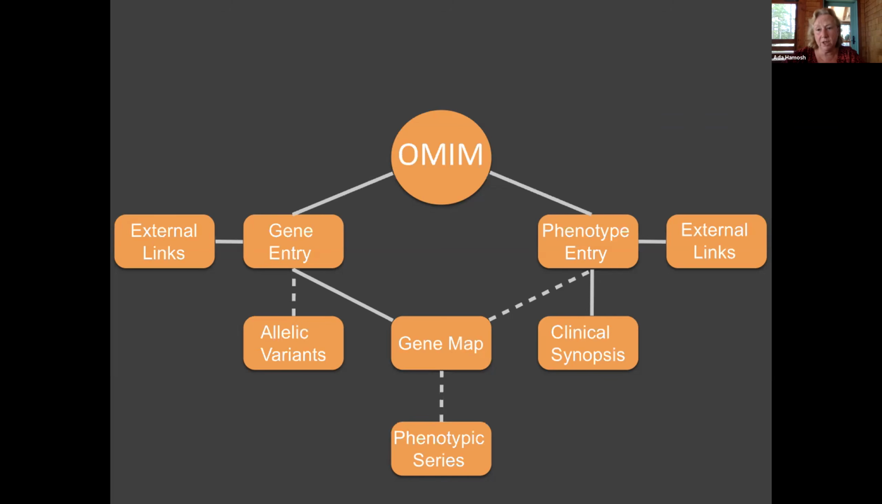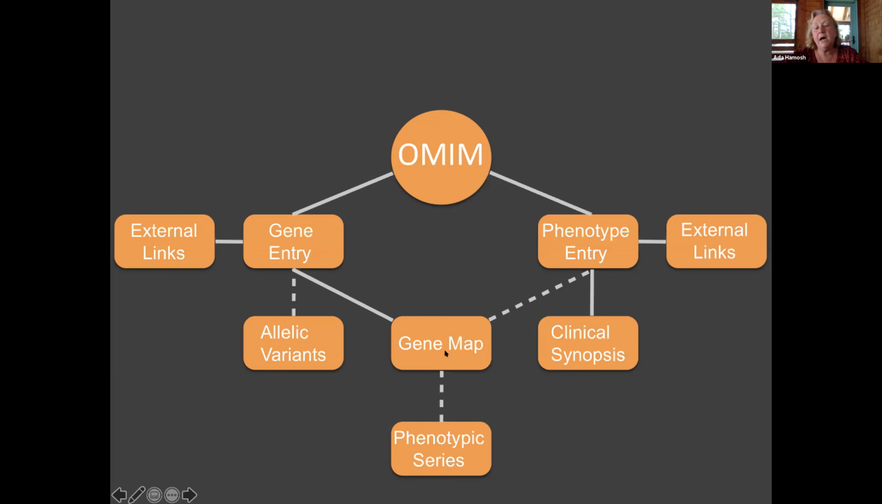If there isn't such a thing, there will not be a link, okay? The phenotype entries will have a clinical synopsis, and the vast majority of them do. And then they have external links that, again, are topical to the relevant resource, to the right page in the other resource. Phenotype and gene entries are mapped together on the gene map. There's a dash line here because not every phenotype we know the gene of, okay, so it's not 100%.